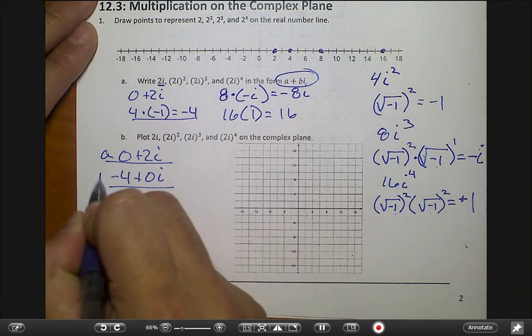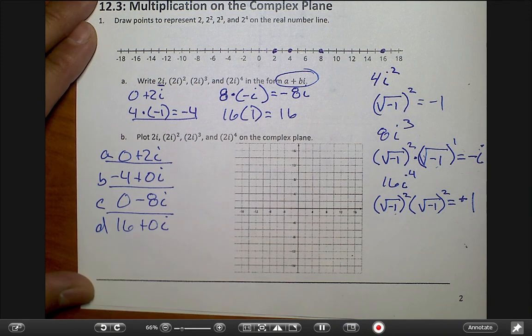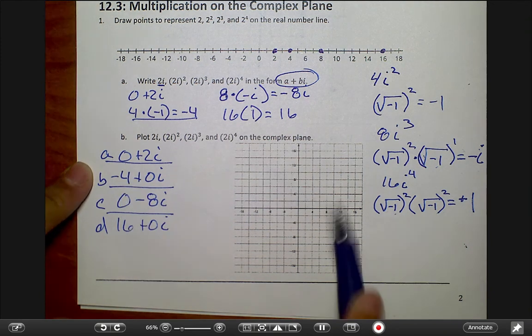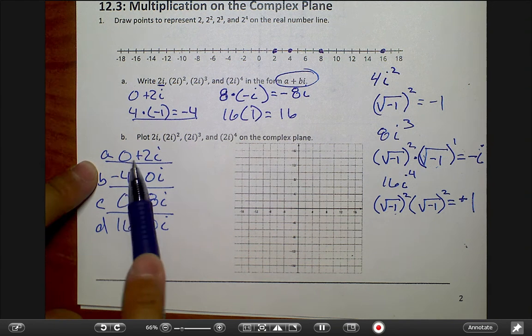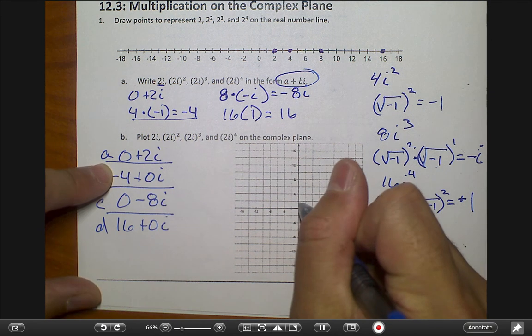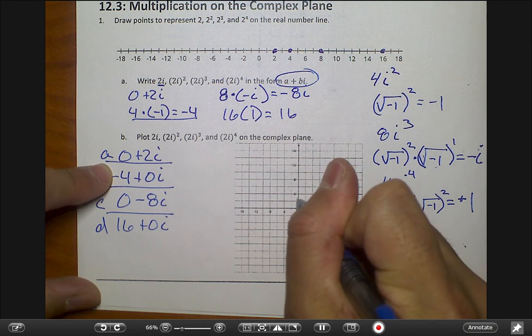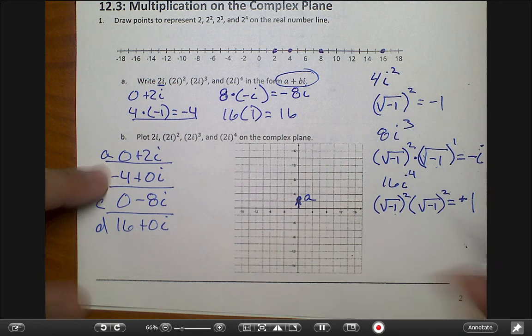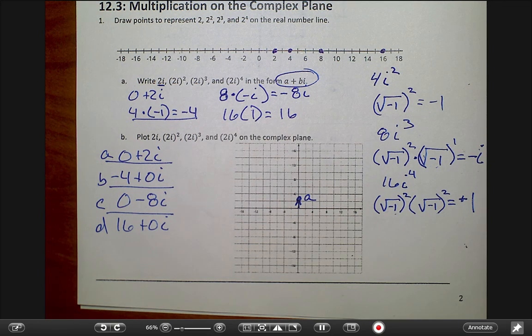All right, so I'm going to put letters by these so we know where they go. So A, B, C, and D. So graphing this one, 0. So that means which way is 0? Left and right, isn't it? Left and right 0, so that means it has to go up 2. Put a little dot right there, and I'm going to call that one A.